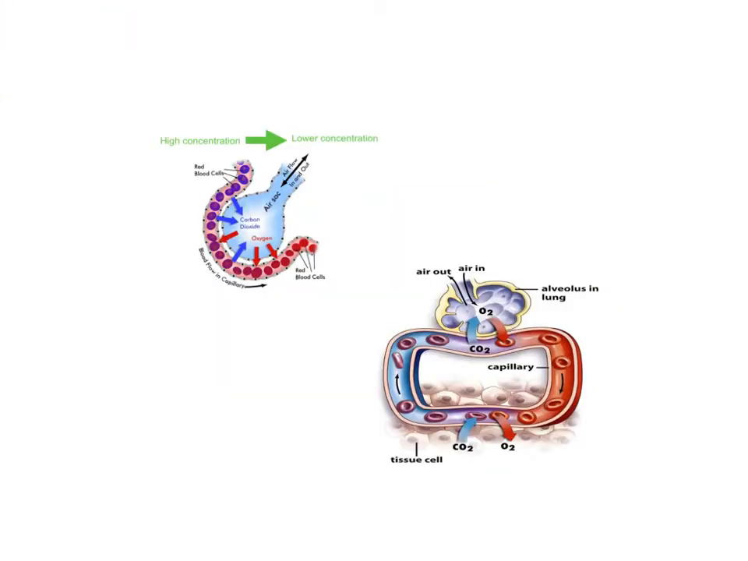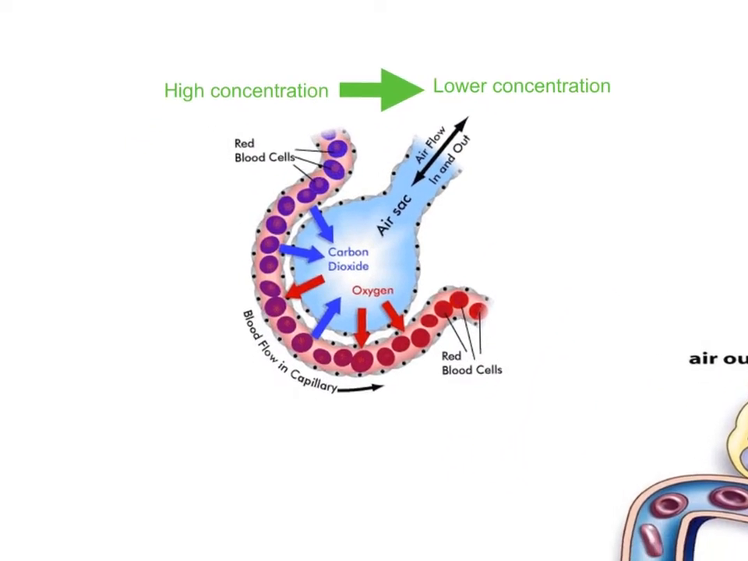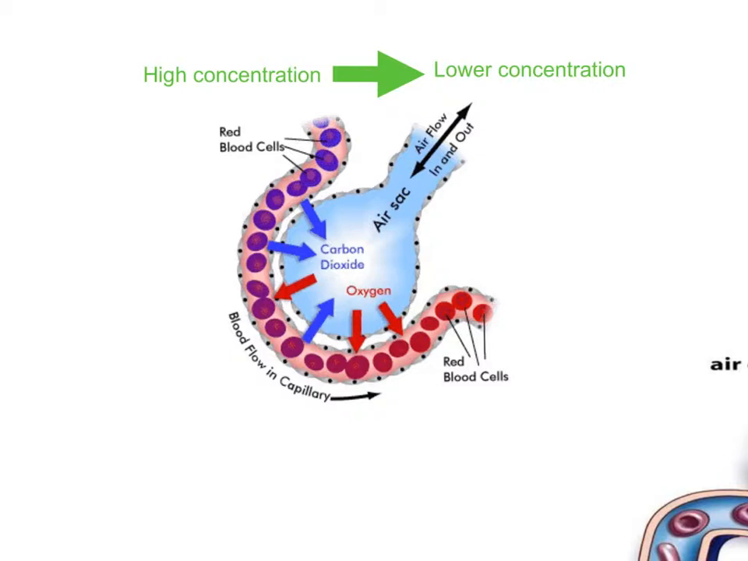So let's see how this works with gas exchange, and carbon dioxide and oxygen needed for aerobic respiration, produced by aerobic respiration. So what we've got here is, again, just remember, high concentration, lower concentration, passive process, it's diffusion through a partially permeable membrane.